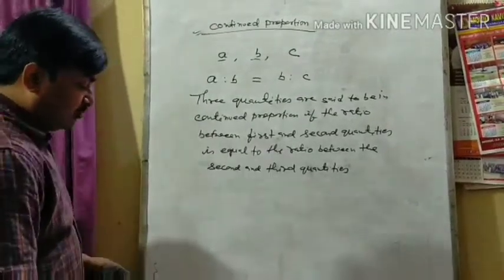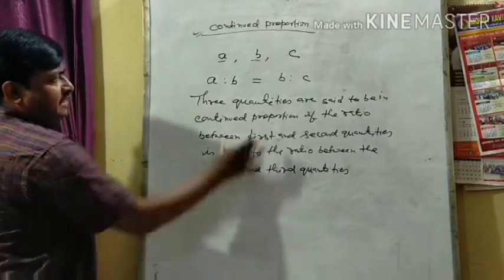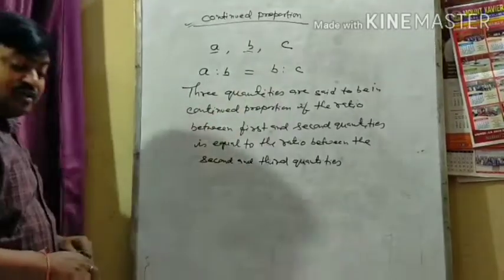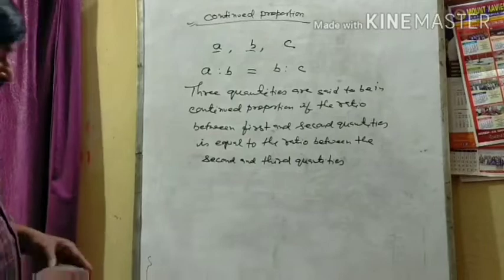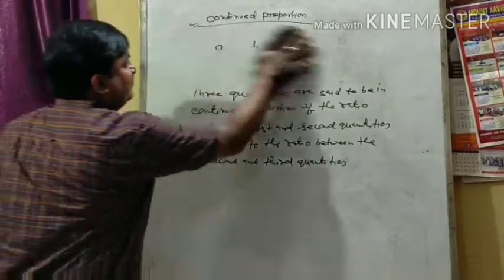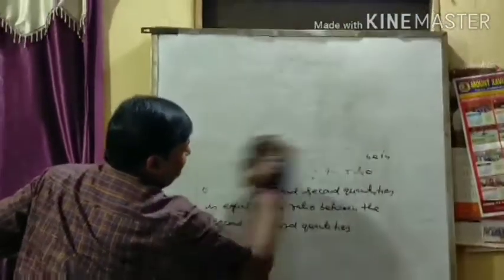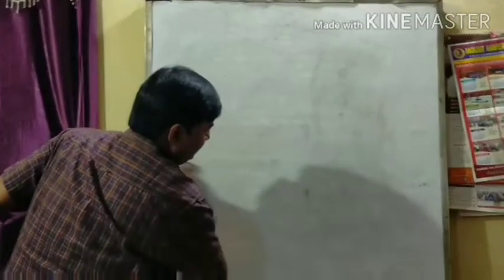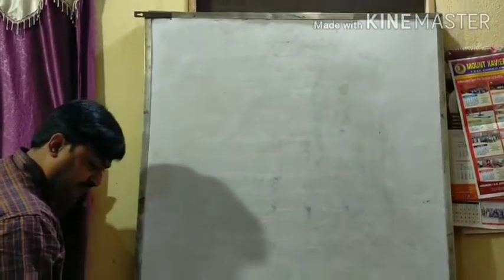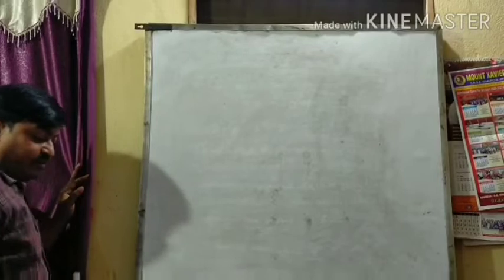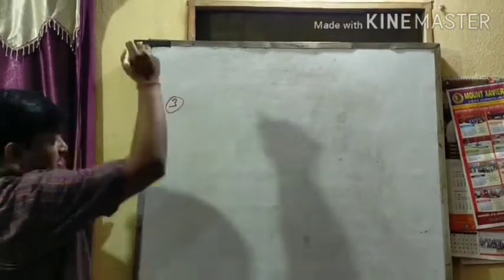So, in continued proportion, student, this is called the mean. So, our third question is related to find the third proportion. Question number 3.